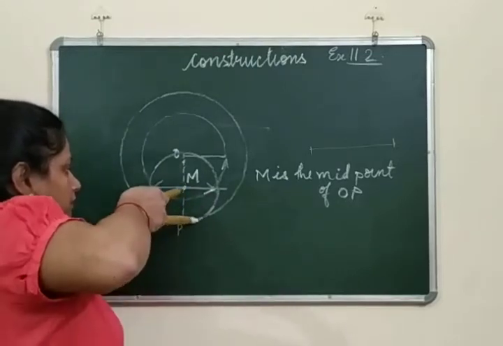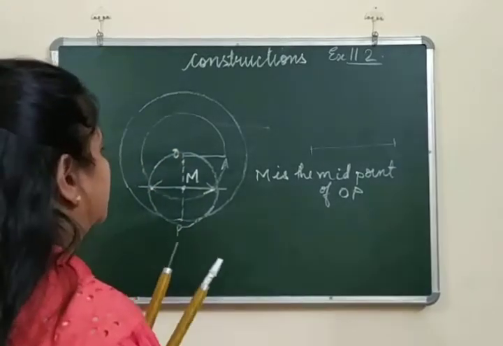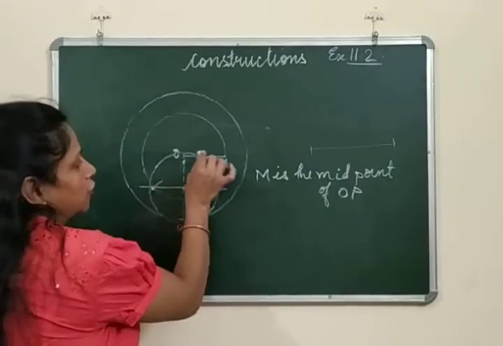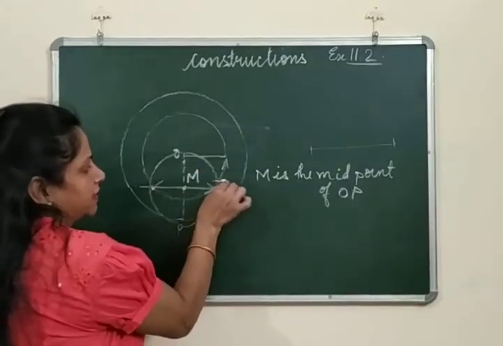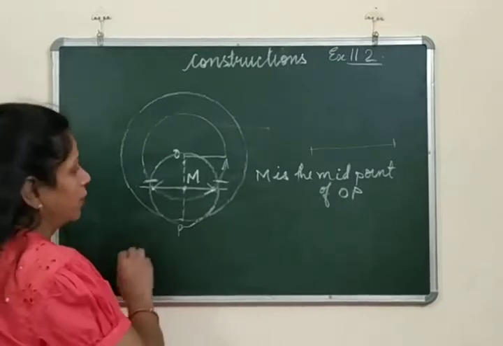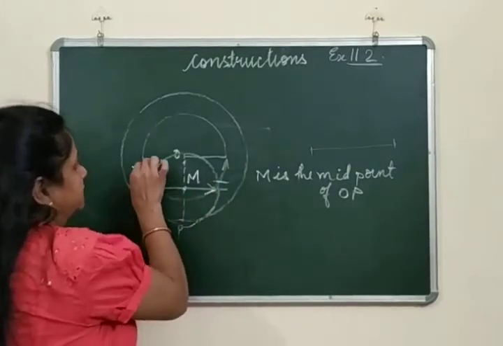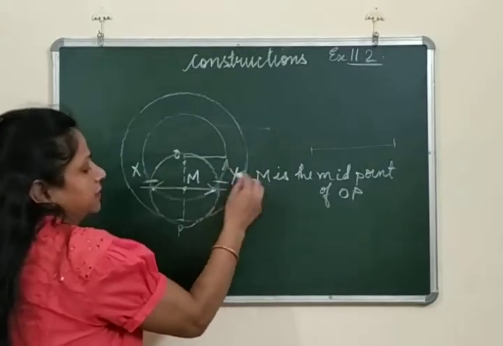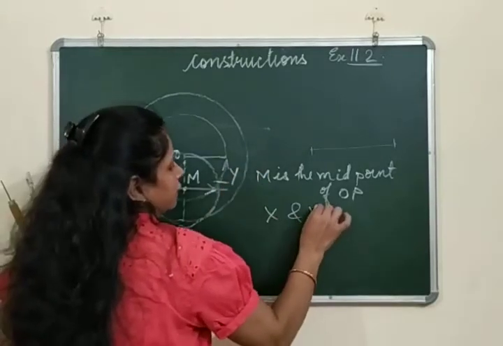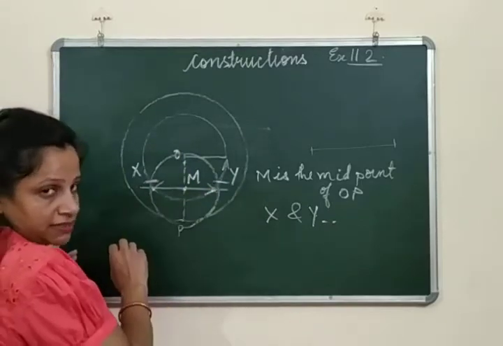Now you have to draw the circle. See carefully, this is the drawn circle. It will intersect the previous circle at 2 points. These are those 2 points. Then you have to join these 2 points. Name them X and Y. X and Y, the 2 points that you have got after making the circle.